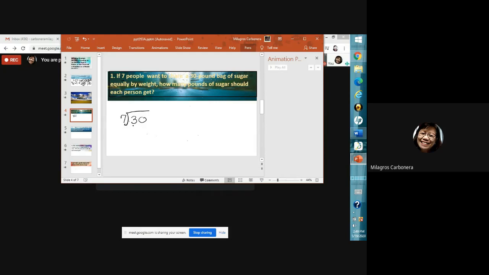So I'm going to use the digit by digit division. I will take my 3 first. Can I get a group of 7 from 3? No. So I'm going to write an X here. And then I have to move to the next digit. If I move to the next digit, I would have now a 30. Now, are there groups of 7 in 30? Yes, there are 4 of them. So you're going to write 4 on top of 0. And then you're going to multiply 4 and 7. That gives you 28.